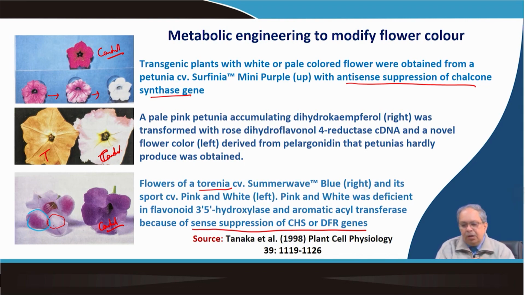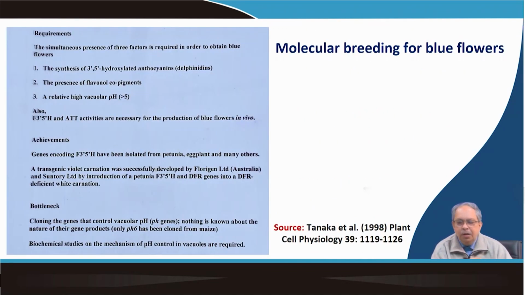This was reported, and some of these were unpublished in those days when this review was published, from where I have taken. So, this is fine, but ultimately what I said at the beginning of this lecture is that eventually we aim to make blue flower color. If you can make a novel blue color, particularly in carnation or in Torenia or in rose, you will have a very good horticultural market.